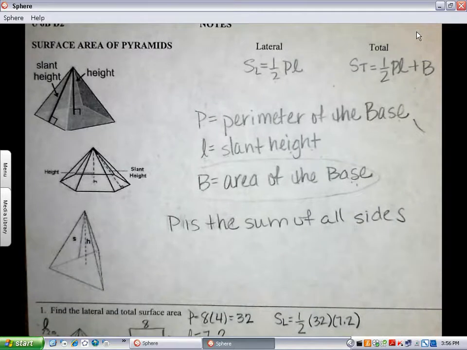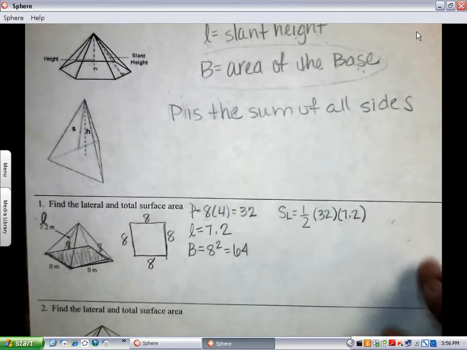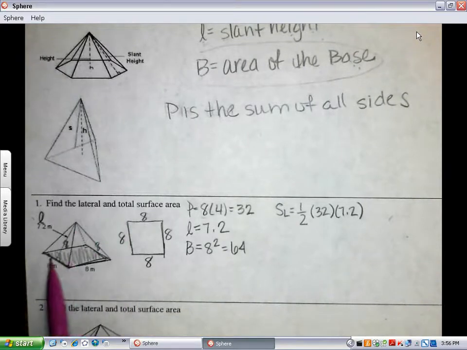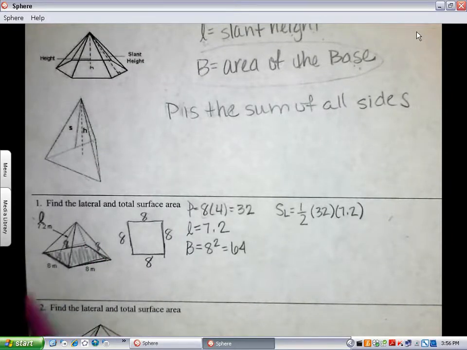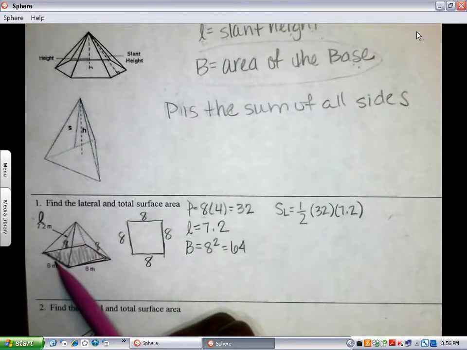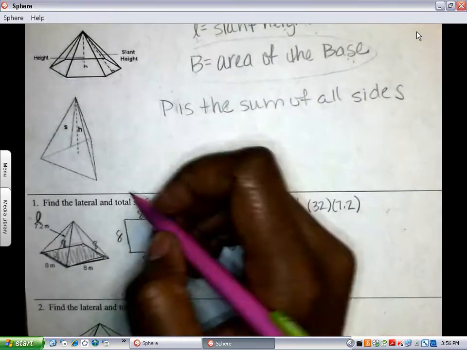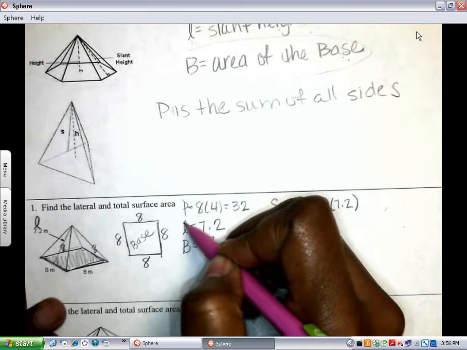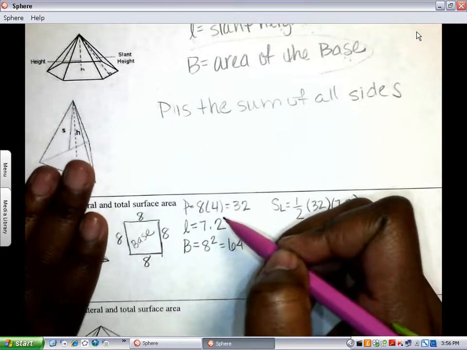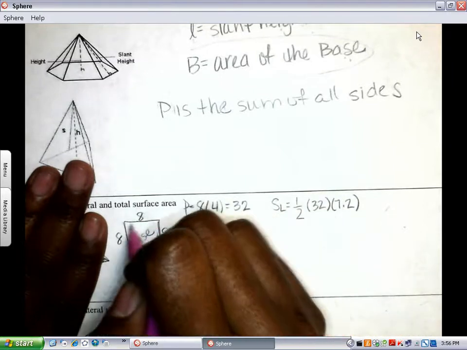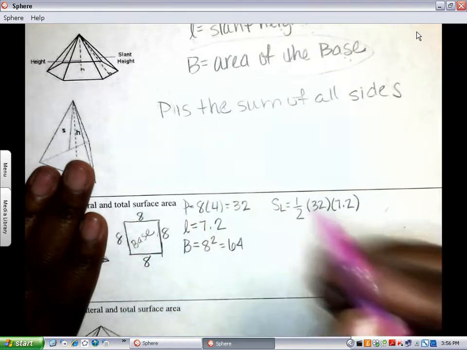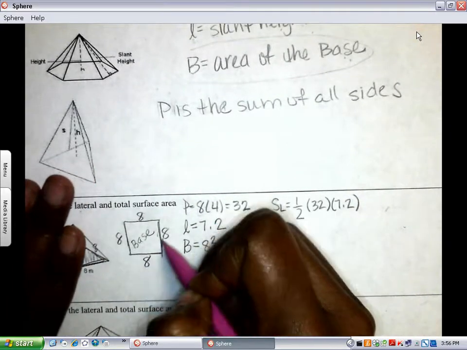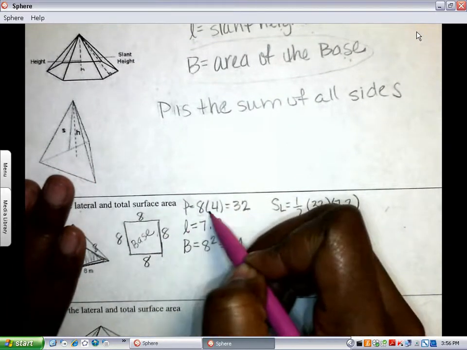So, let's look at our first example. And I've written some stuff already. So, we have this square pyramid. It's a square pyramid because the base is a square. Each side of the base is 8 units long. The slant height is 7.2 units long. Right? So what I like to do is always just redraw my base separate from the picture. So we can go ahead and label the slant height and then ignore that picture, because for the perimeter and the base area, we only want to focus on this square, this base. So the perimeter, there's 4 sides and each side is 8. So I do 8 times 4 to get 32.